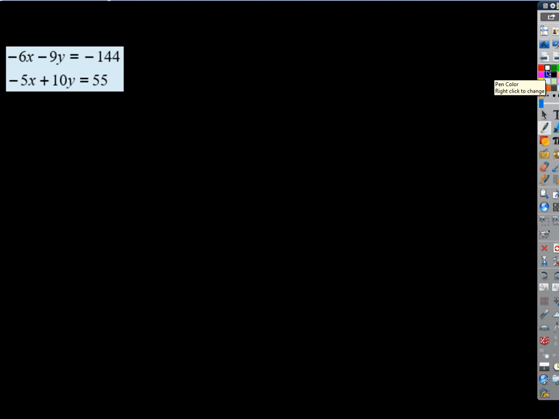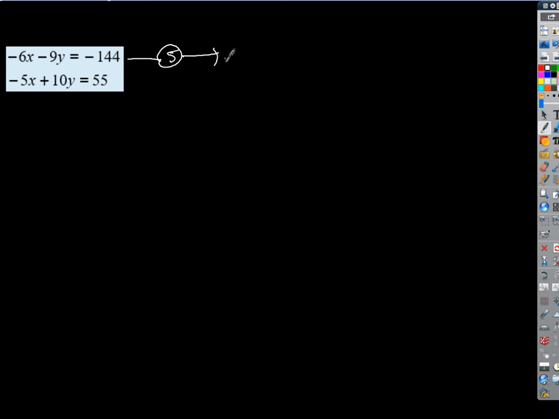This is a little bit tougher than some of the ones we looked at yesterday. So we want to identify what's the variable that we probably want to target for elimination. What do you think? X. How come X? Smaller numbers, right? We get to multiply by smaller numbers. So we got a couple options. What's one thing we could do? What could we multiply the top equation by? We'll use our notation that we developed yesterday. We could multiply by 5.